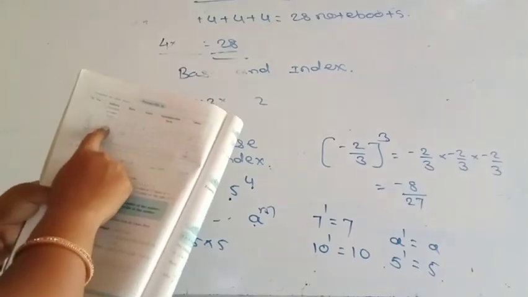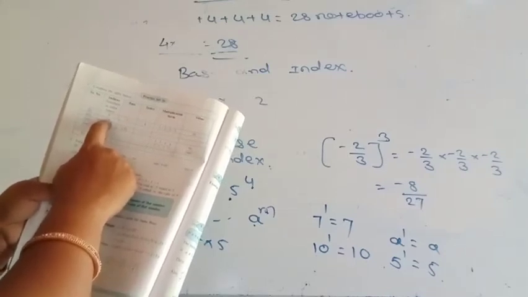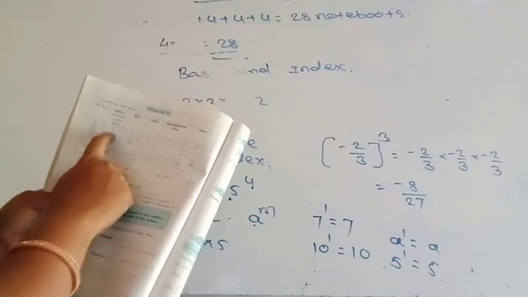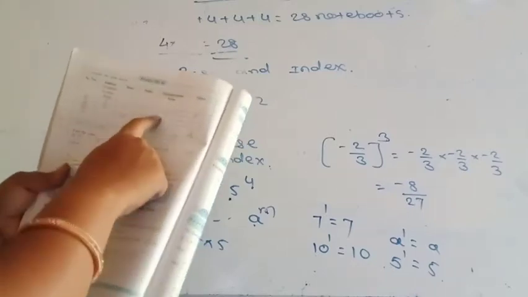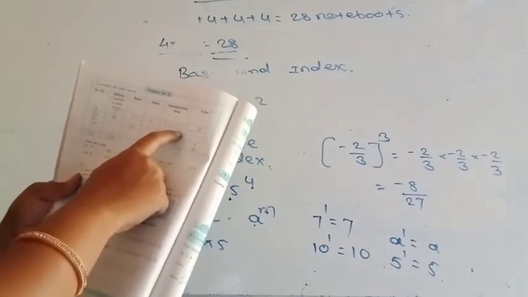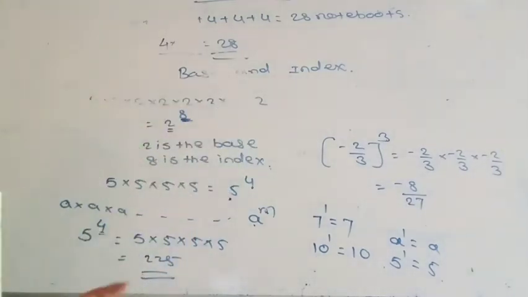Then the second one, see, 16 index 3, meaning 16 raised to the power of 3. Here base is 16 and index is 3. Then in multiplication form, you write here 16 into 16 into 16. What is the answer? 16 into 16 is 256. Then 256 multiplied by 16, and write the answer here.